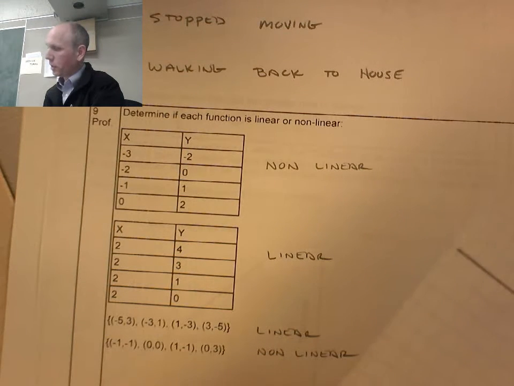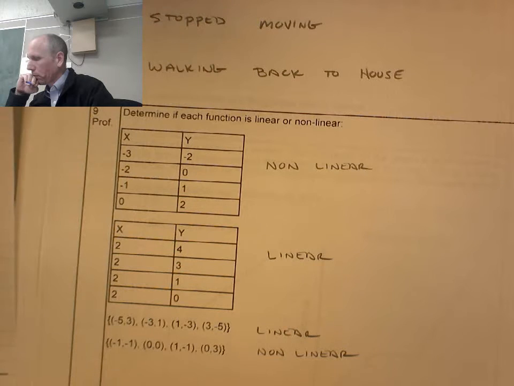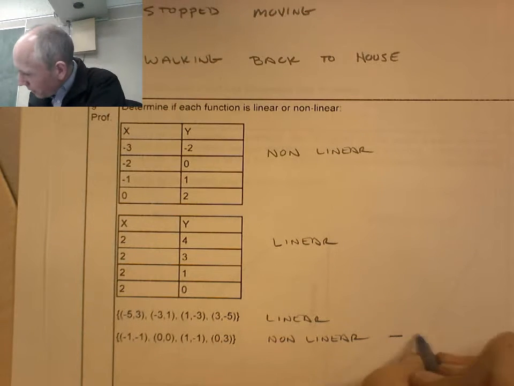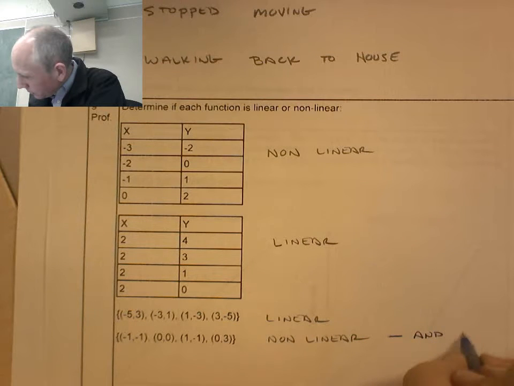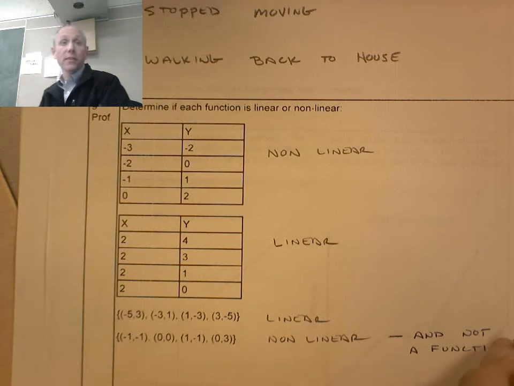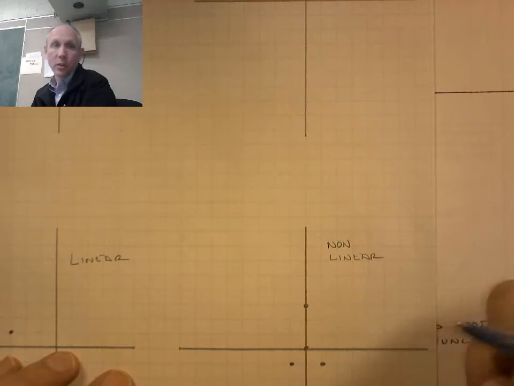Determine if each function is linear. Let's just put a note here. This is nonlinear and not even a function. How do I know it's not a function? Well, vertical line test it. Look, right there. The vertical line touches it in 2 points. It's not a function.